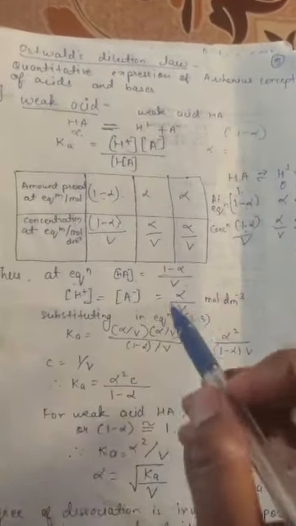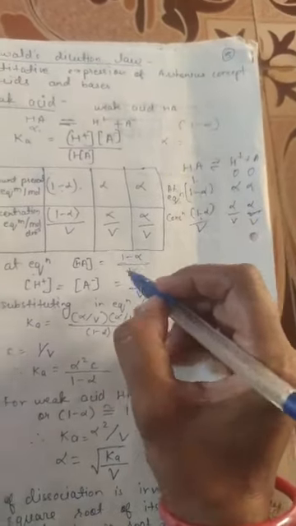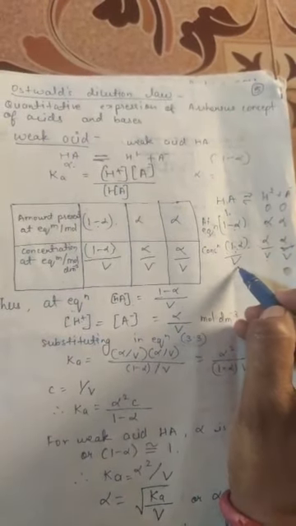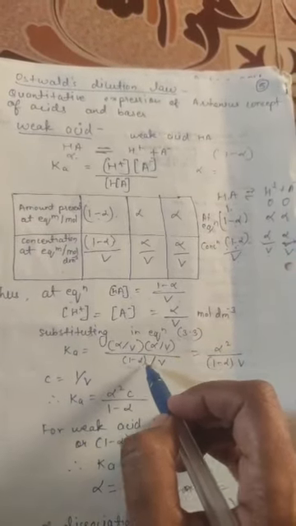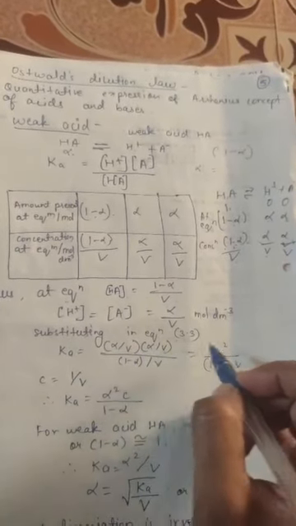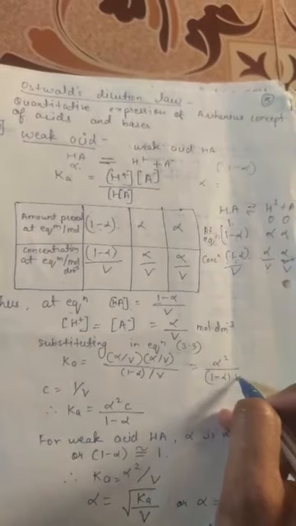If you substitute in this equation, H plus will be alpha upon V, A minus is also alpha upon V, and the concentration of HA is 1 minus alpha upon V. Substituting, we get alpha upon V into alpha upon V upon 1 minus alpha upon V. This becomes alpha square upon V square, upon 1 minus alpha upon V. The V square and V get cancelled, so only V remains.